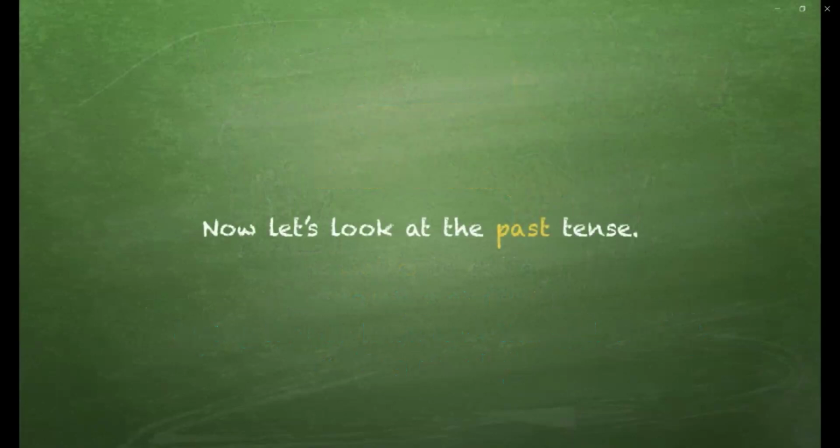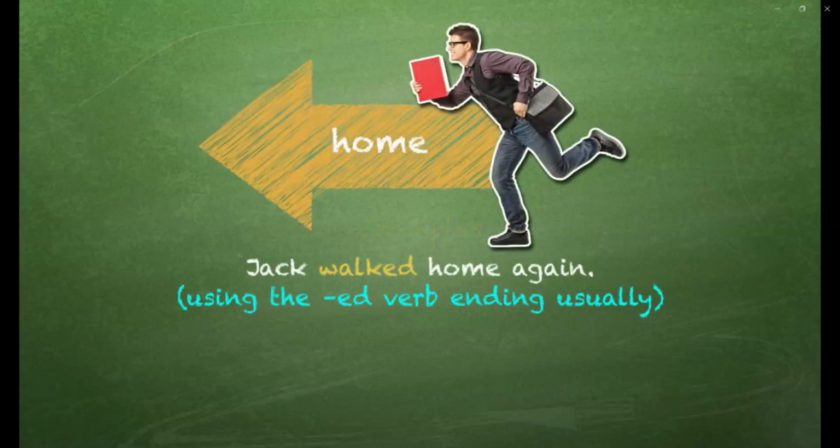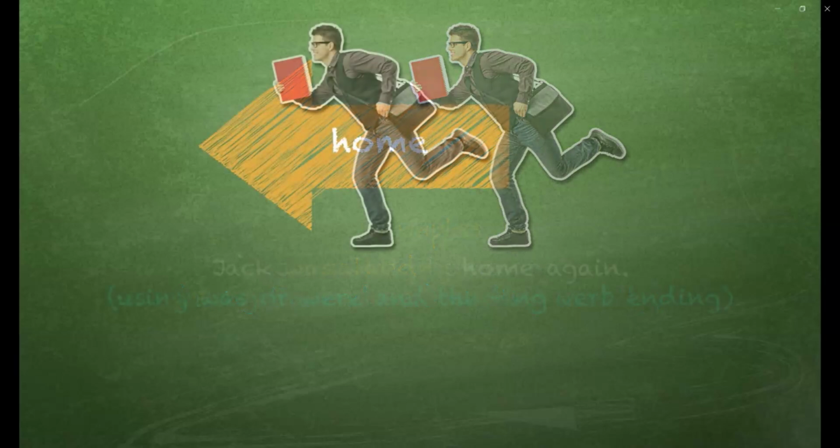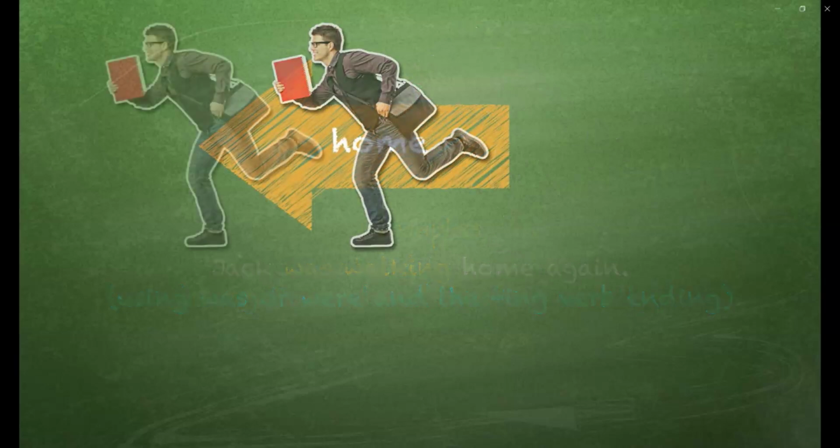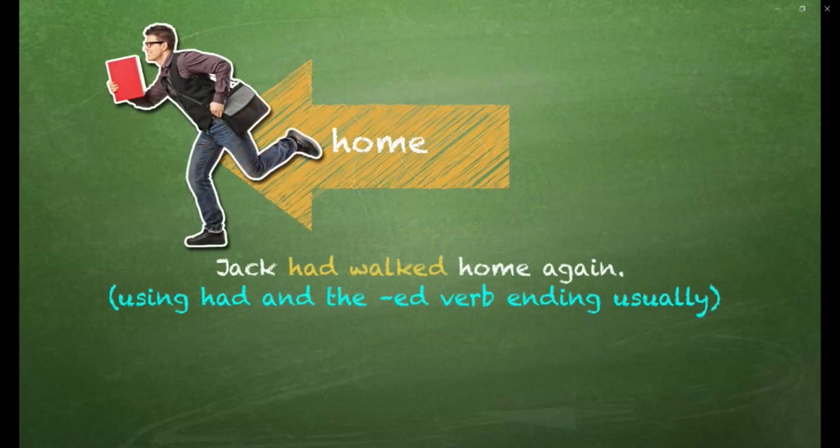Now let's look at the past tense. Examples. Jack walked home again. Using the ed verb ending usually. Jack was walking home again. Using was or were and the ing verb ending. Jack had walked home again. Using had and the ed verb ending usually.